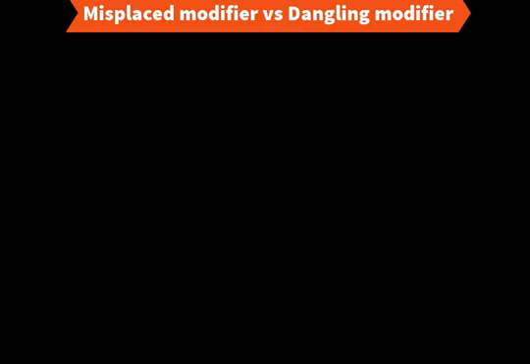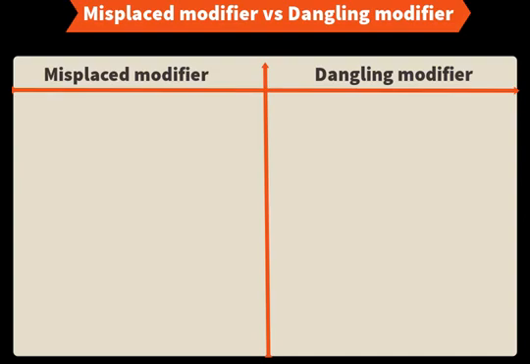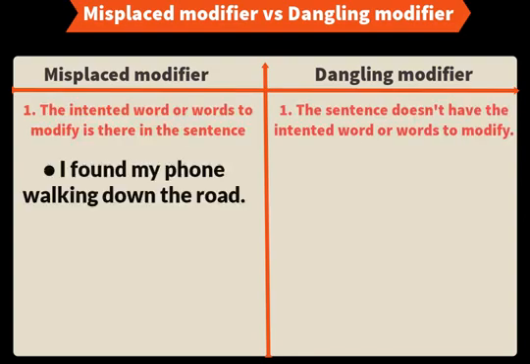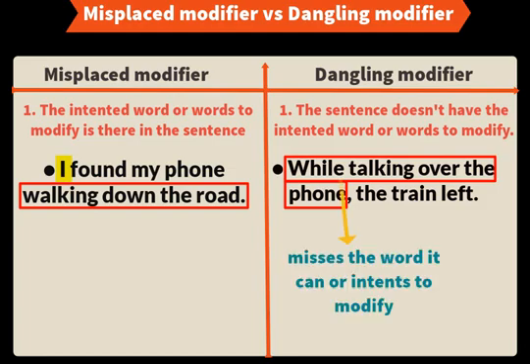So guys, by now we've understood what is a misplaced modifier and what is a dangling modifier. So let's look at the major differences. When we talk about a misplaced modifier, it has the word that it intends to modify. It is just that it sits a little far away from that word. But when we talk about a dangling modifier, a sentence that has a dangling modifier does not have the word that the modifier can modify or possibly modify. It misses the word or the words that the modifier or modifying phrase can modify.